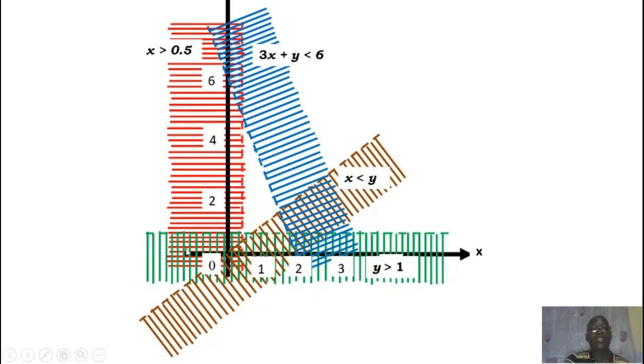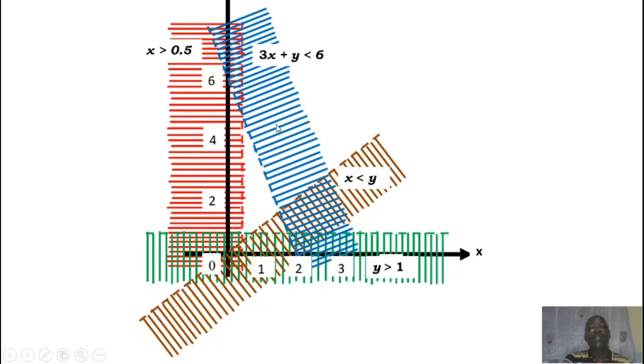Next one says y is greater than 1. The green one is showing where y is greater than 1. 1 is between 0 and 2. Where y is greater than 1, instead of going upwards to indicate where y is greater than 1, we go downwards as the opposite of what we're supposed to do. Look at it, y is greater than 1 did not go up but came down, which means opposite.